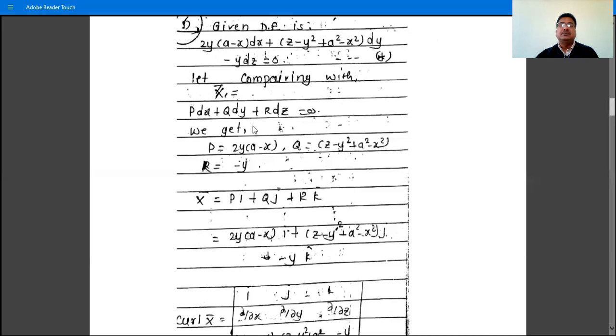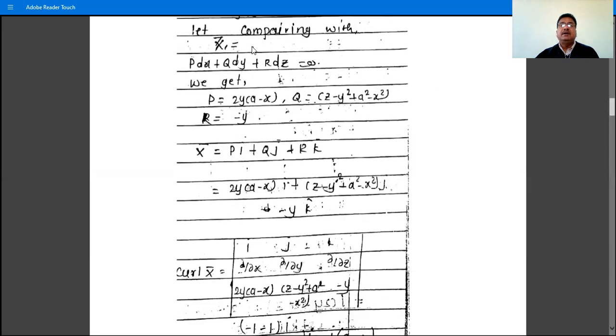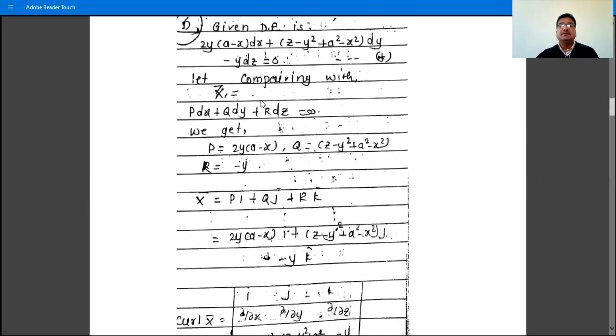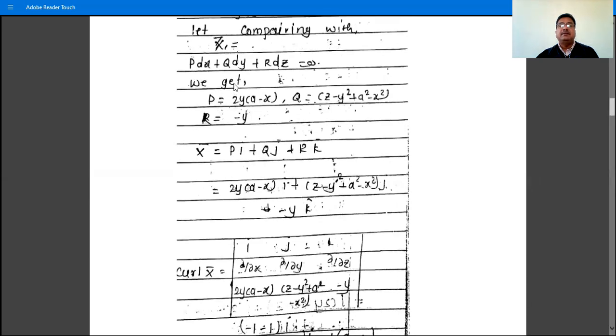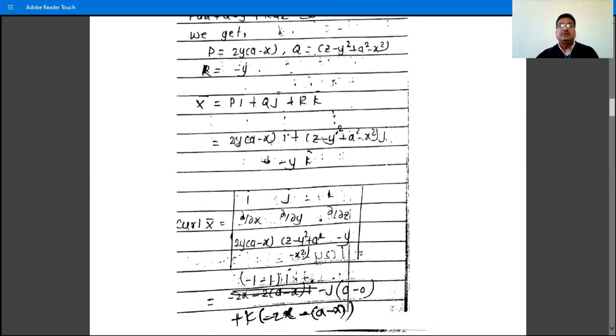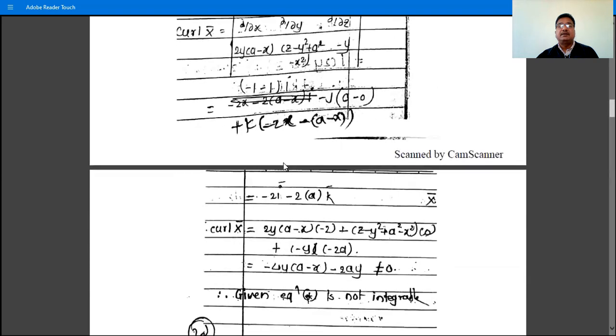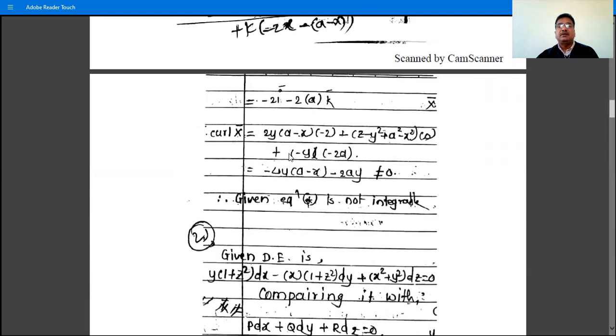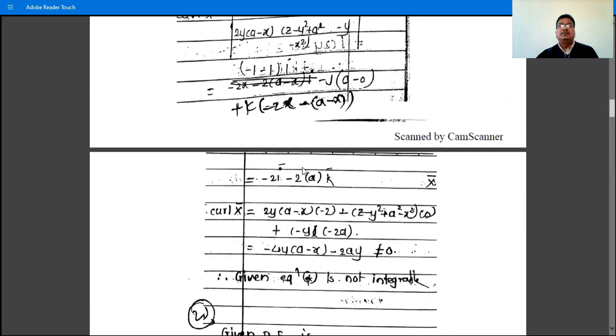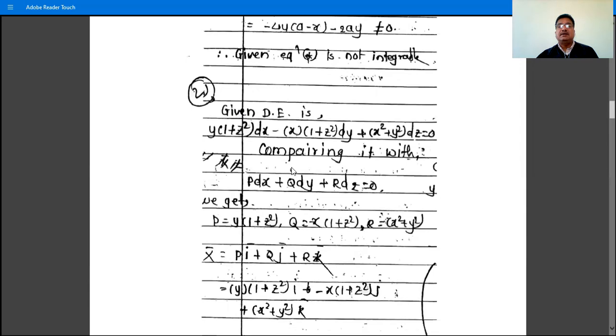So first show the given differential equation is integrable. So write x bar, then find curl x bar, and then find x bar dot curl x bar. And if the given differential equation is not integrable, so the next example, second example is this.